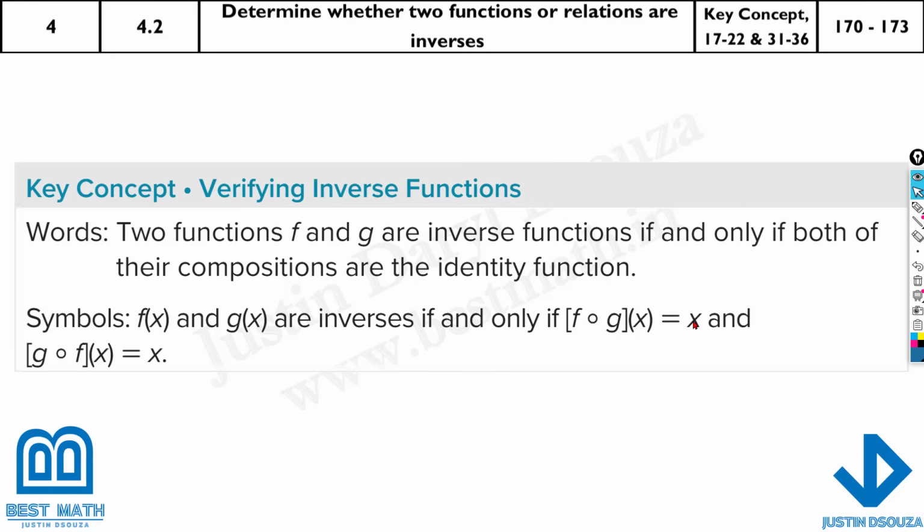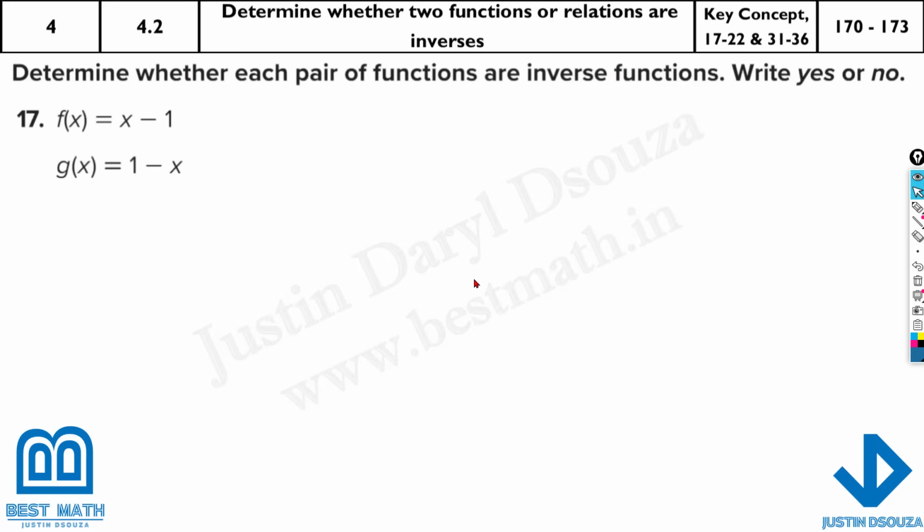If you get anything other than that, then they're not inverse. So if two functions f and g are inverse functions, then if and only if their compositions are the identity function. That is what it means. Now let's see over here.